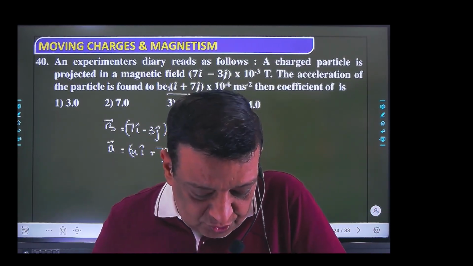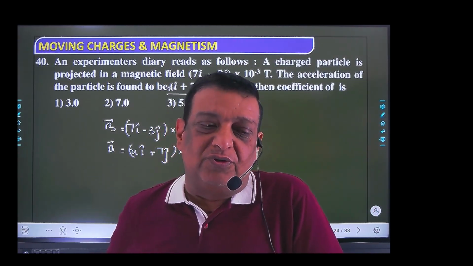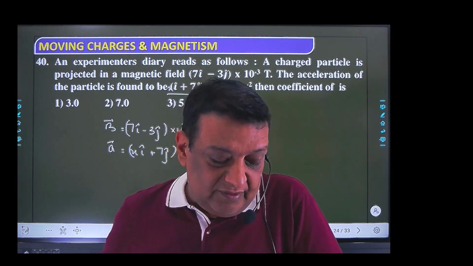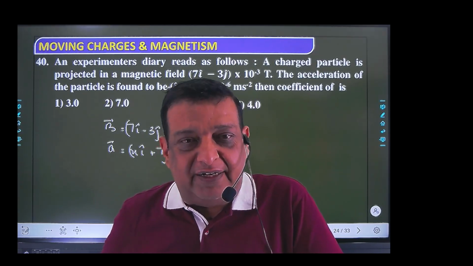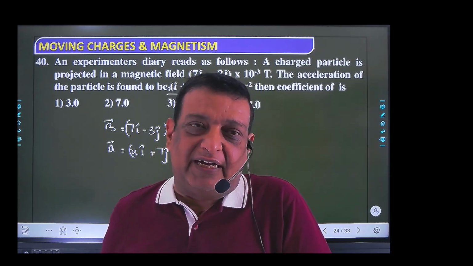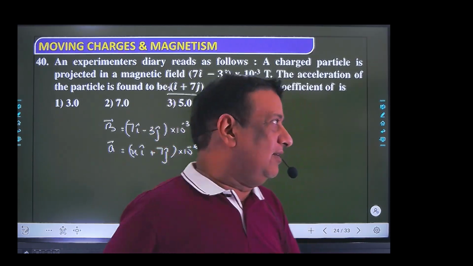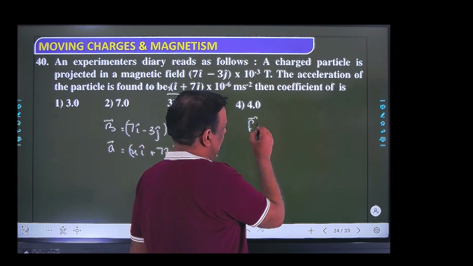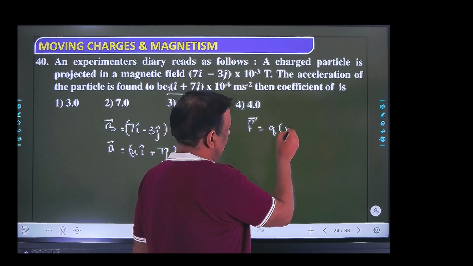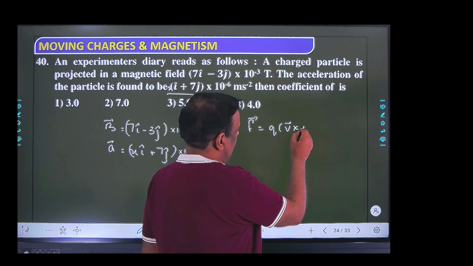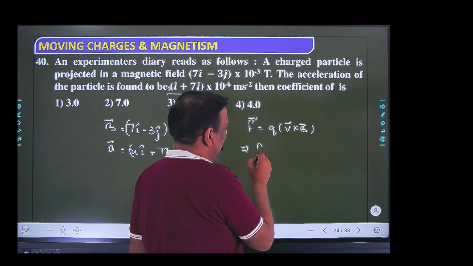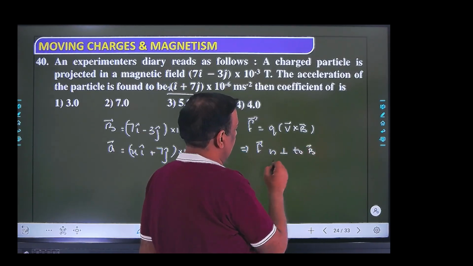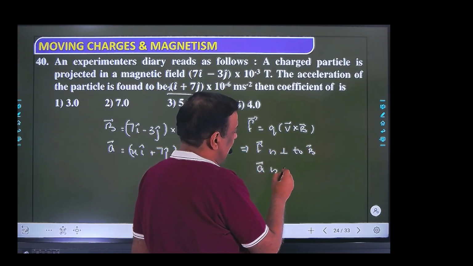Because F is equal to qV cross B. That means force is always perpendicular to the magnetic field intensity. Force and magnetic field being perpendicular means acceleration and magnetic field are also perpendicular. हमारे पास ये फॉर्मूला था, which implies F is perpendicular to B, and A is perpendicular to B.